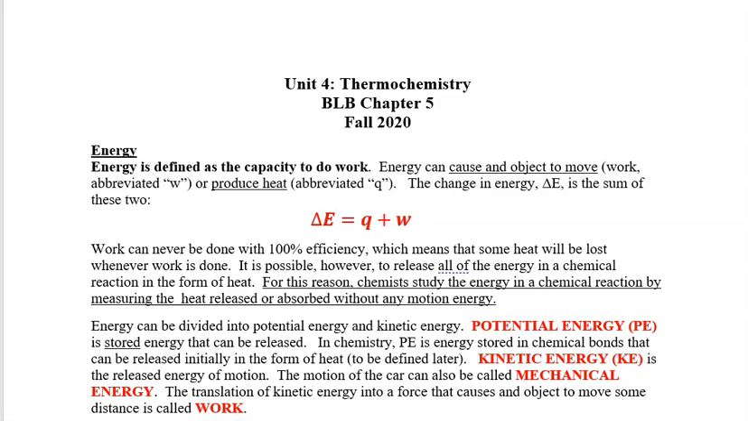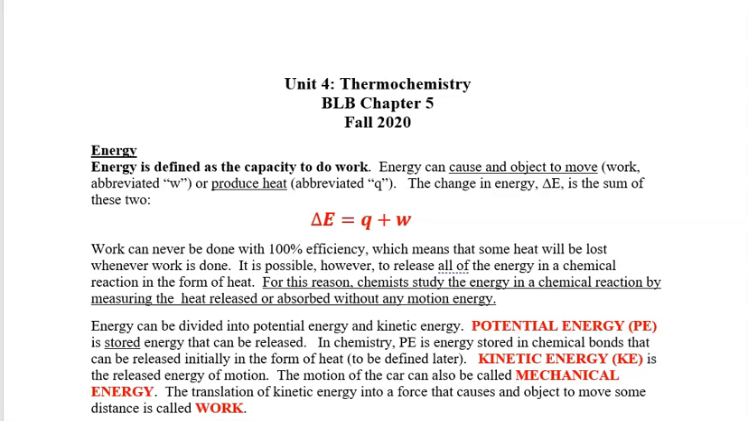So energy is defined as a capacity to do work. Energy can cause an object to move, that is work, abbreviated W, or produce heat, that's abbreviated Q. The change in energy, delta E, is the sum of these two. So change in energy is work plus heat. Q is heat, W is work.